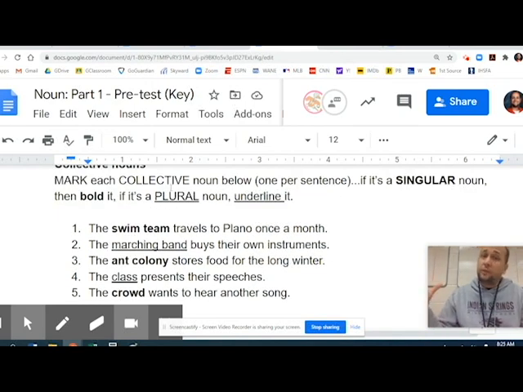So a collective noun is when we have a large number of things encapsulated and labeled by one name. All the players on the team, but it's one team, even though there's a bunch of people on it. So the swim team travels to Plano once a month. So swim team is bolded, it's collective, and it is bolded because it is singular, because they travel. It's one team that travels.